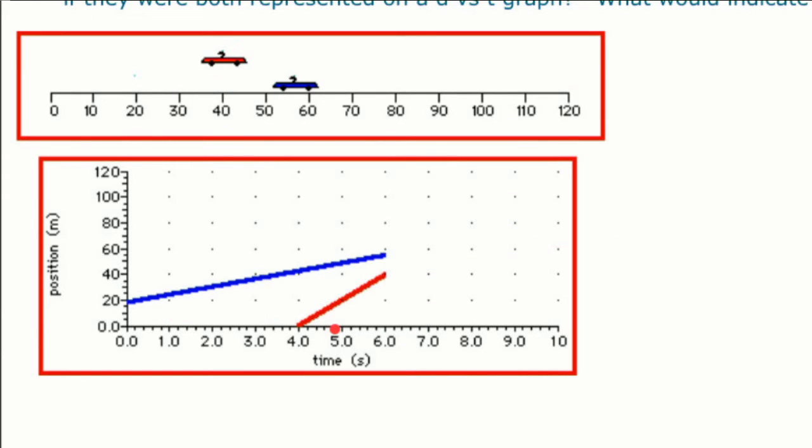And when the cars intersect right here, at 60 meters, they both are at the same spot, which also happens to be 7 seconds. So 7 seconds after the race began, the cars are at the same spot. But because the red car is going faster, it actually passes the blue car.